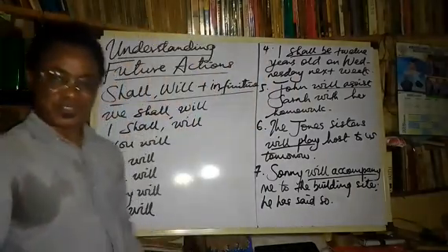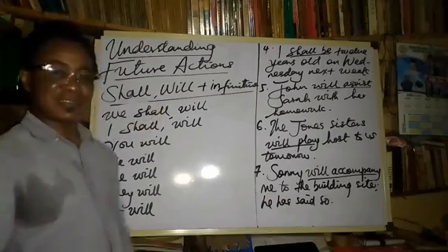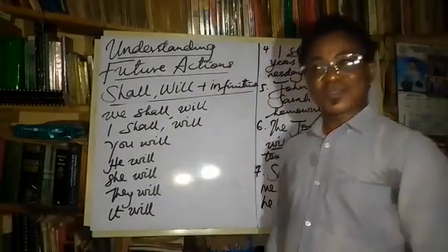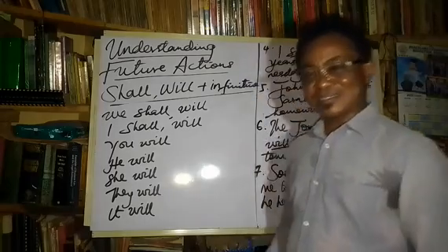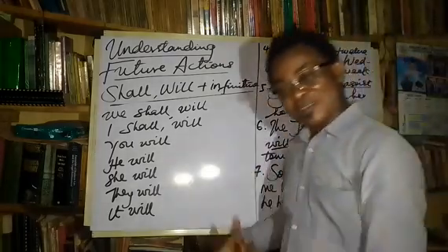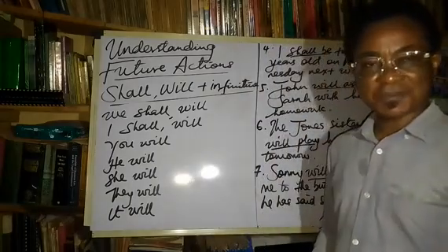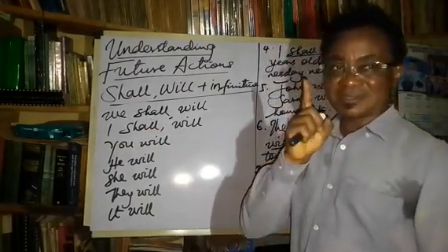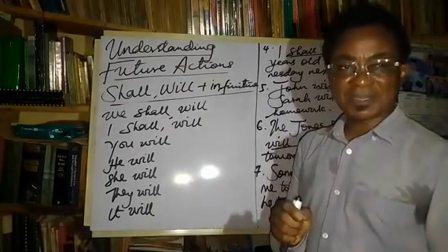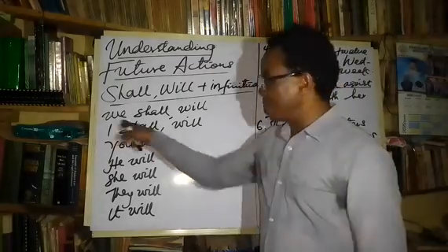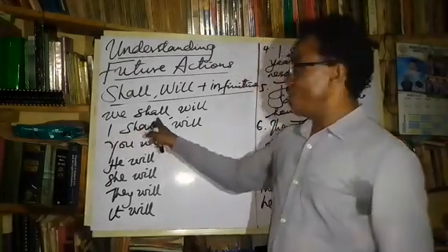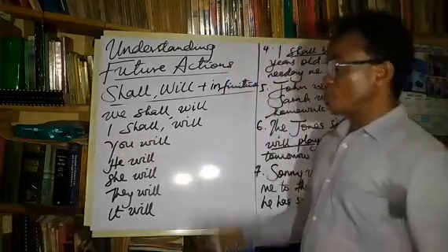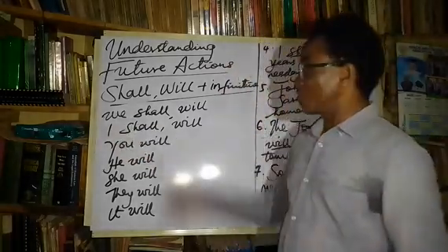It is necessary, like I have outlined on the board, that you understand that when a future action is being expressed in English language, both in modern and in Old English, shall can be used only by the first person pronoun, singular or plural. The first person plural, we shall, or we will. The first person singular, I shall, or I will. So both we and I can use shall or will.